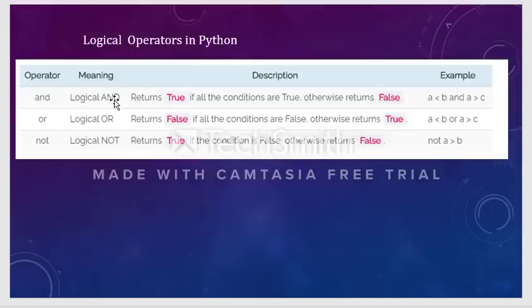In C programming, the operator we use is double ampersand for logical AND, double pipe symbol for logical OR, and exclamation mark for logical NOT. But here in Python, we use these English words only. We directly write AND, we directly write OR, and we directly write NOT. We are not using any symbols here. We are not going to use those symbols, so we use these English words directly.